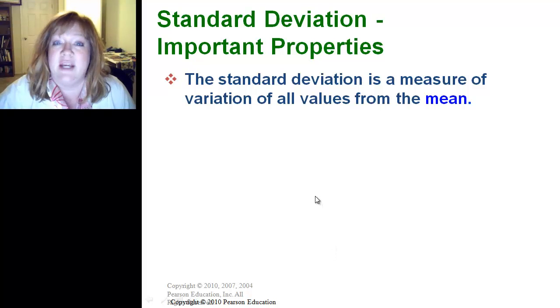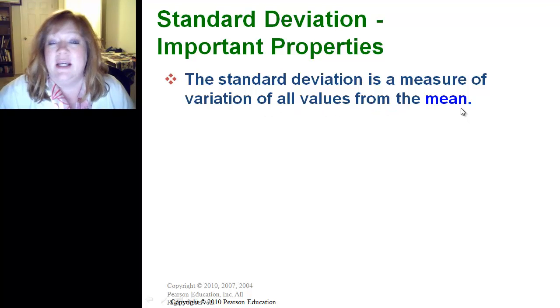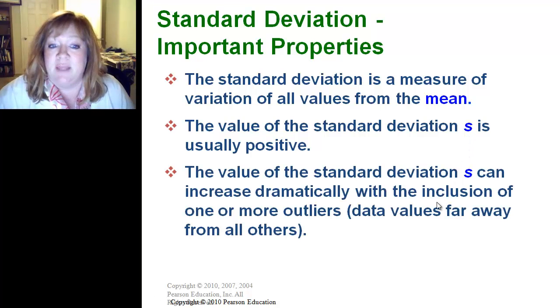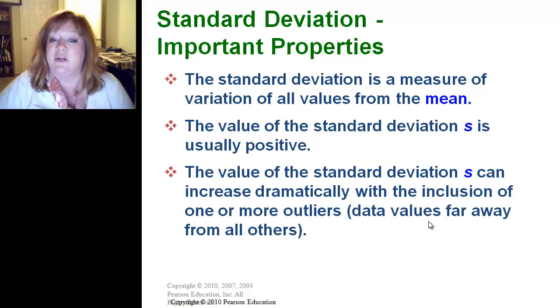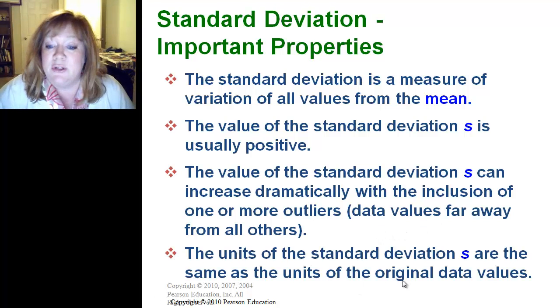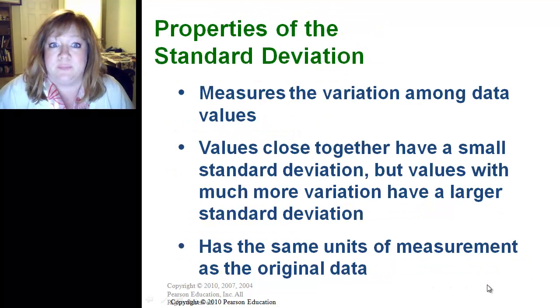Okay, standard deviation. The standard deviation has some important properties that I wanted to go back through with you guys. The standard deviation is the measure of the variation of all the values from the mean. It's how far the data values fall from the mean. It always starts with the mean. It's denoted with an S, and it's usually positive. The value of the standard deviation can increase dramatically if you have outliers. And also the units of the standard deviation are the same as the units of the original data values.